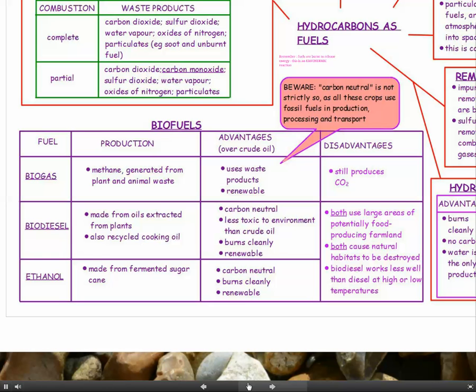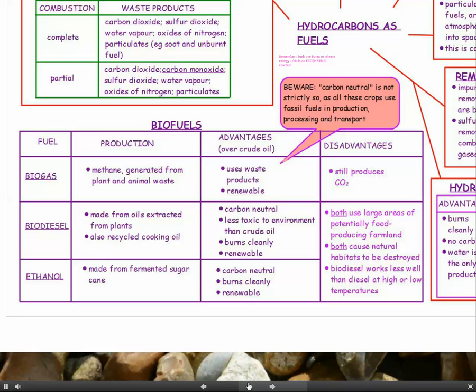Biodiesel is made from plant oils, and we can also recycle used cooking oil to turn it into biodiesel. Now the advantage of this is that it's carbon neutral because the plants take in CO2 in photosynthesis, and the CO2 is then released when they're burnt. It's less toxic to the environment than crude oil, and it burns cleanly because there aren't any impurities in it like sulfur, and that also is renewable.